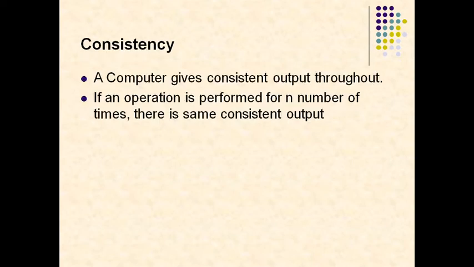Third capability or third characteristic of computer is, a computer gives consistent output throughout. If an operation is performed for n number of times, there is the same consistent output. Okay. Consistency means the output will be the same. If you perform an operation several times, the same output is displayed. That is nothing but called consistent output. Okay, students. So computer's capability is, it gives consistent output.